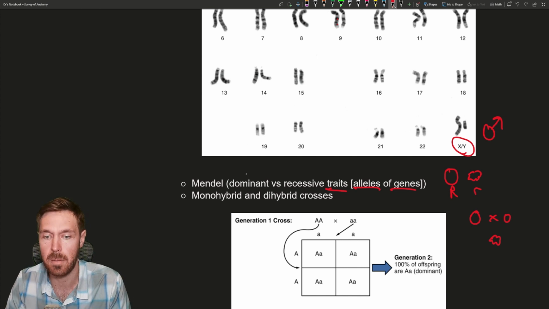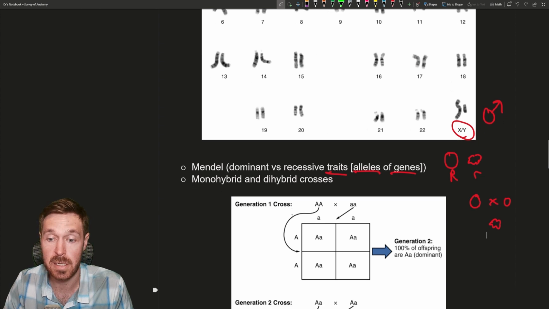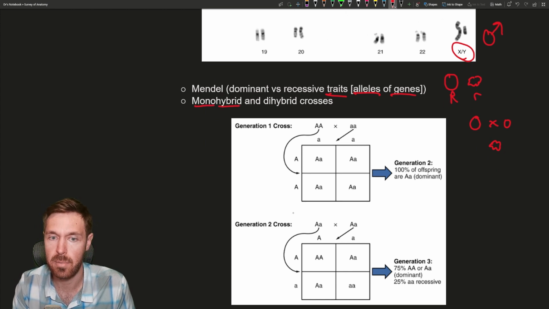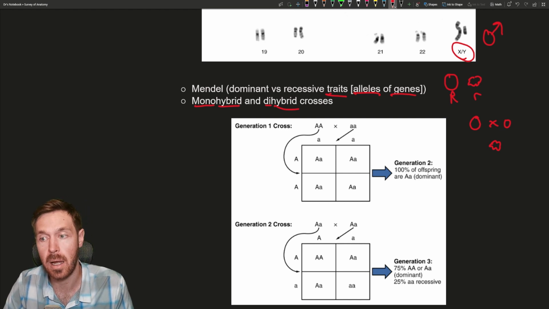And he figured this out by doing these little Punnett squares, is what we call them. Following one gene is known as a monohybrid cross. Following two genes is a dihybrid cross. So you can follow one and two to see the chances. A Punnett square tells you the odds of producing a certain offspring.